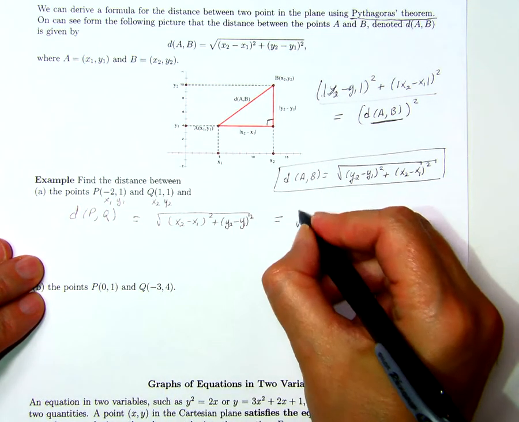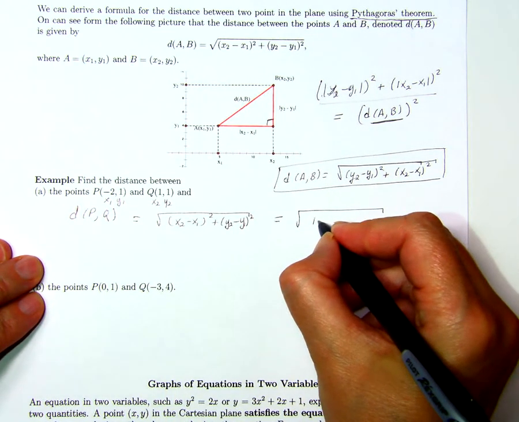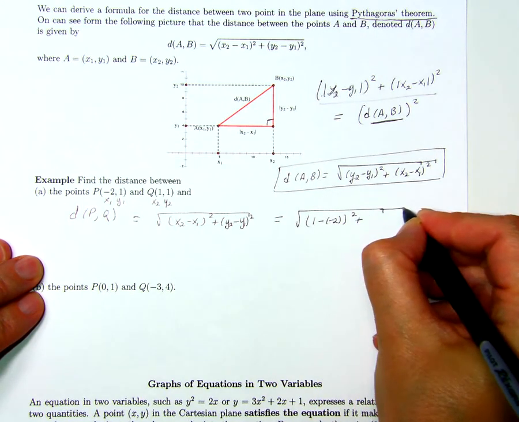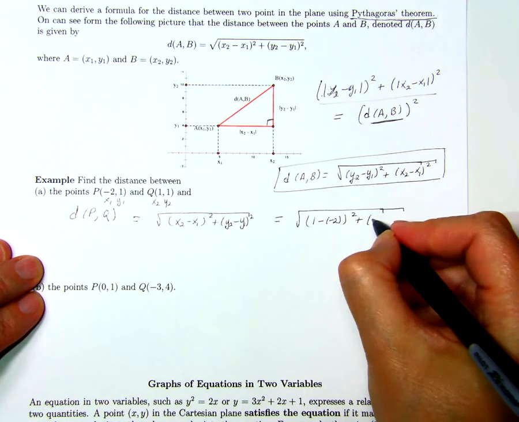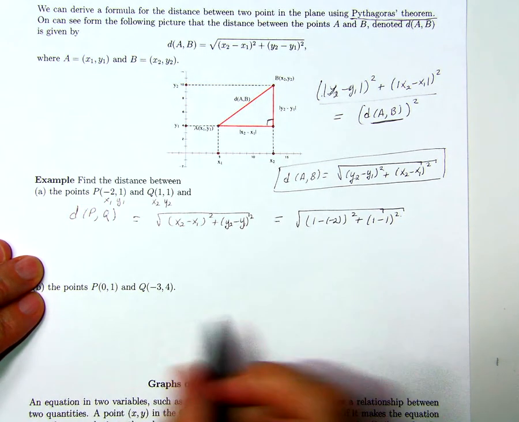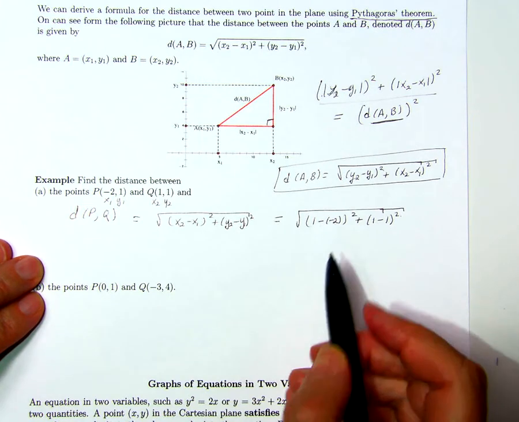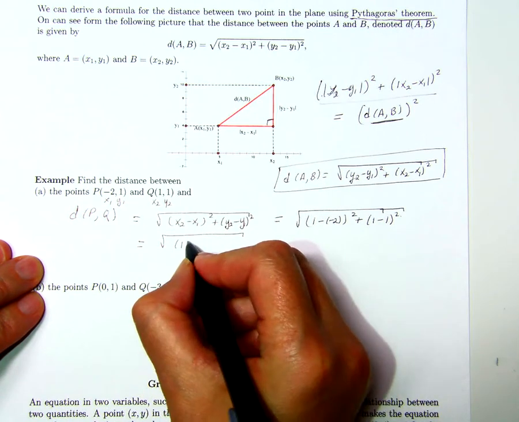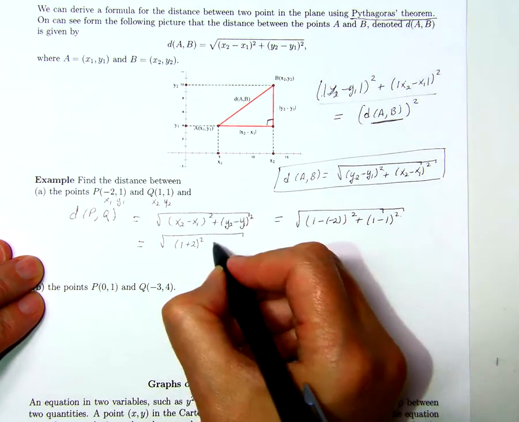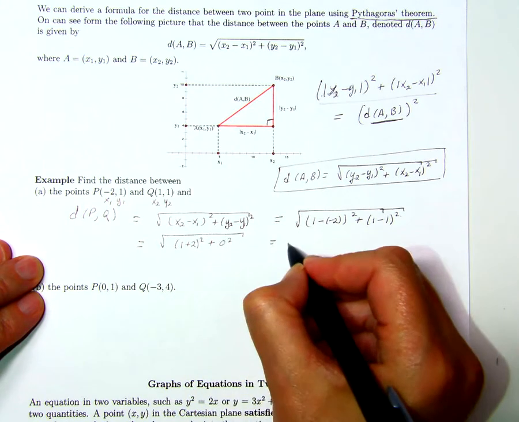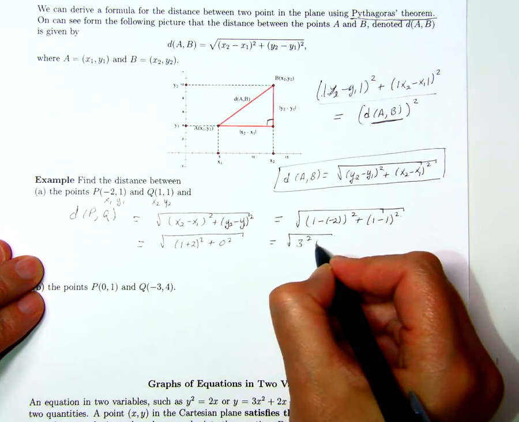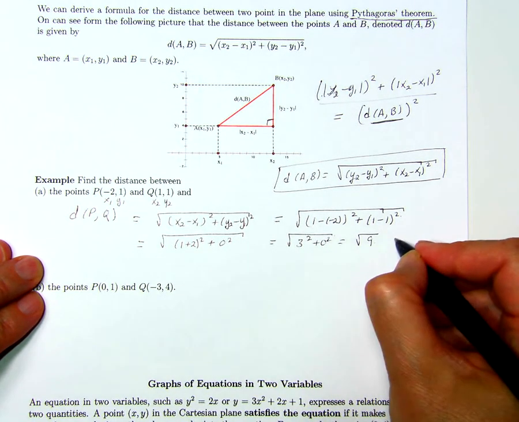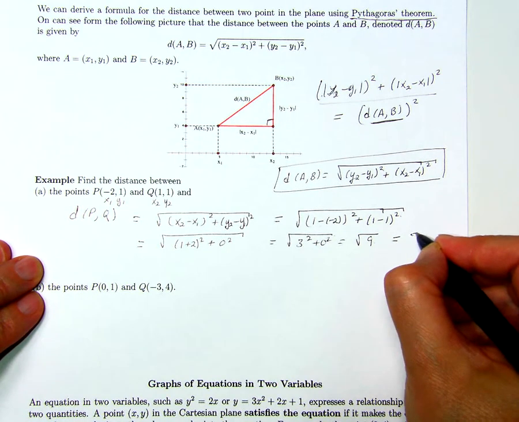This is the square root of 1 minus 2 squared plus y2 minus y1, which is 1 minus 1 squared. Now we have to be careful with this minus 2. So this is equal to 1 plus 2 squared plus 0 squared, which is the square root of 3 squared plus 0 squared, which is the square root of 9. And we're looking at the positive square root here, so that's 3.